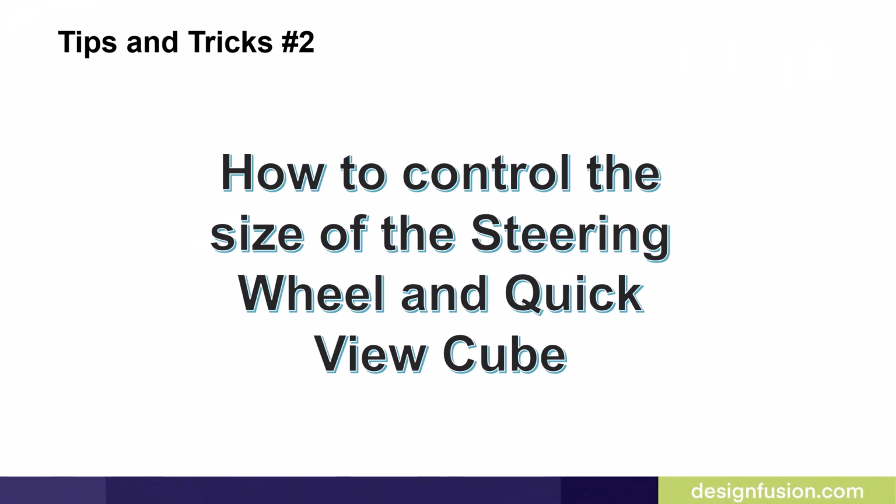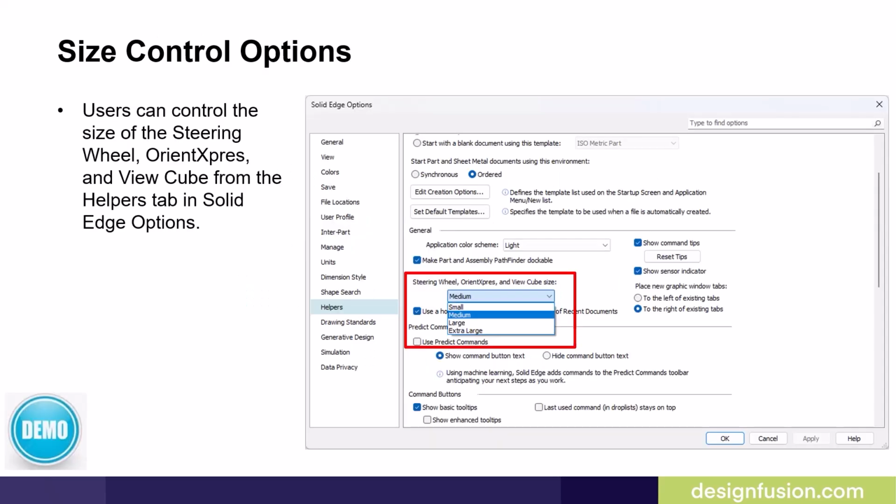Tips and tricks number 2, how to control the size of the steering wheel and Quick View Cube. Solid Edge provides 4 size settings for the steering wheel, Orient Express tool, and the Quick View Cube. The size settings can be controlled by selecting the Solid Edge Options Helpers tab and selecting the size from the steering wheel, Orient Express, and View Cube size pull-down menu. Let's have a quick look at this in Solid Edge.